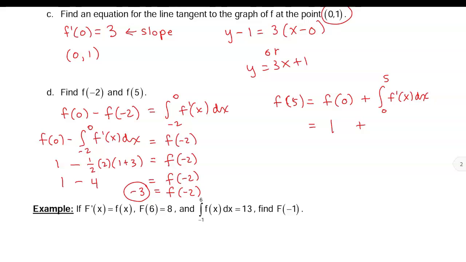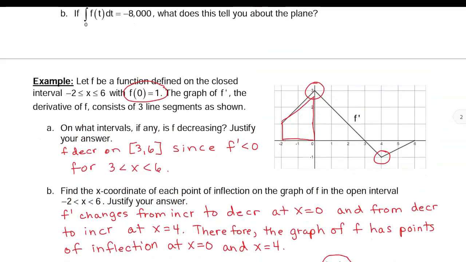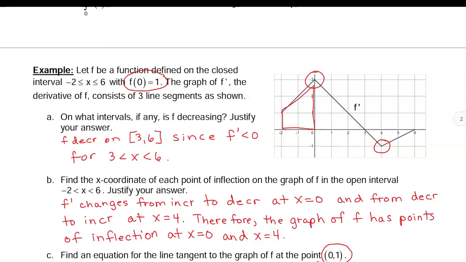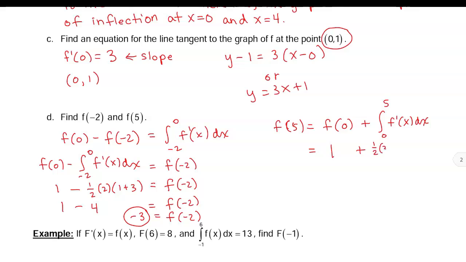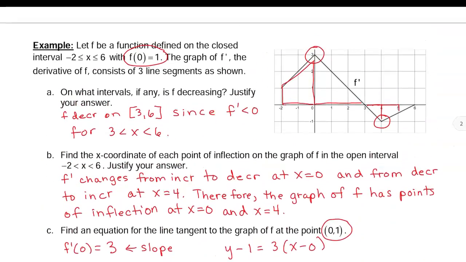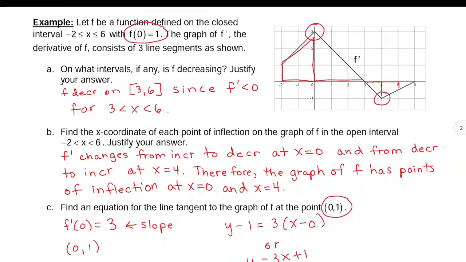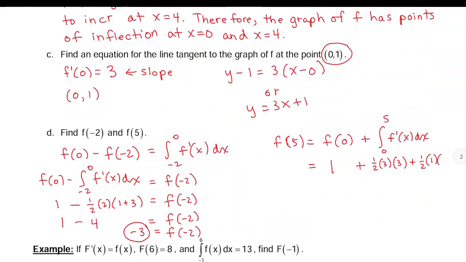represented by area under the curve because that's the representation we have for f prime. From 0 to 5, we have a triangle from 0 to 3, and then another triangle from 3 to 4, and then a trapezoid from 4 to 5. So the first triangle has a base of 3 and a height of 3. The second triangle has a base of 1 and a height of 1. Also, it is below the x-axis, so I'm going to interpret it as negative area.